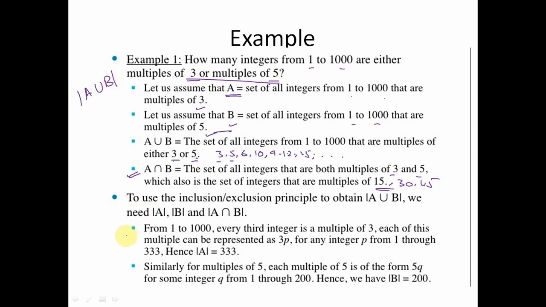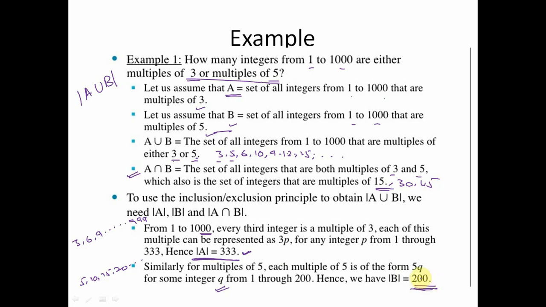Now, I know that from 1 to 1000, every third integer will be a multiple of 3. So that means 3, 6, 9, and so on, up to 999. So the cardinality of the set A, the number of integers which will be divisible by 3, is 333. Similarly, the number of integers which will be divisible by 5 is 200. Why? Because the integers will be 5, 10, 15, 20. Every fifth integer is divisible by 5. So up to 1000, how many integers will be there? 1000 divided by 5, that is 200.